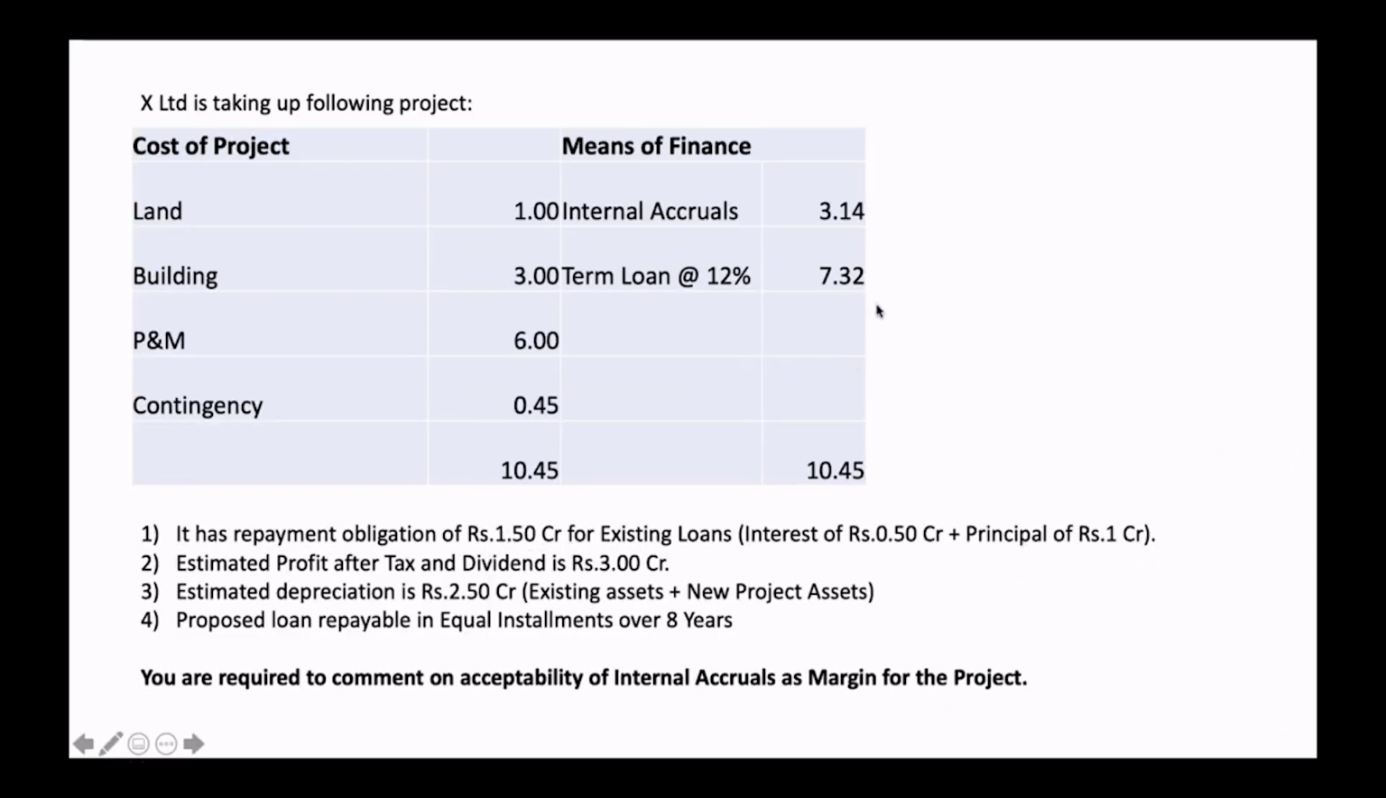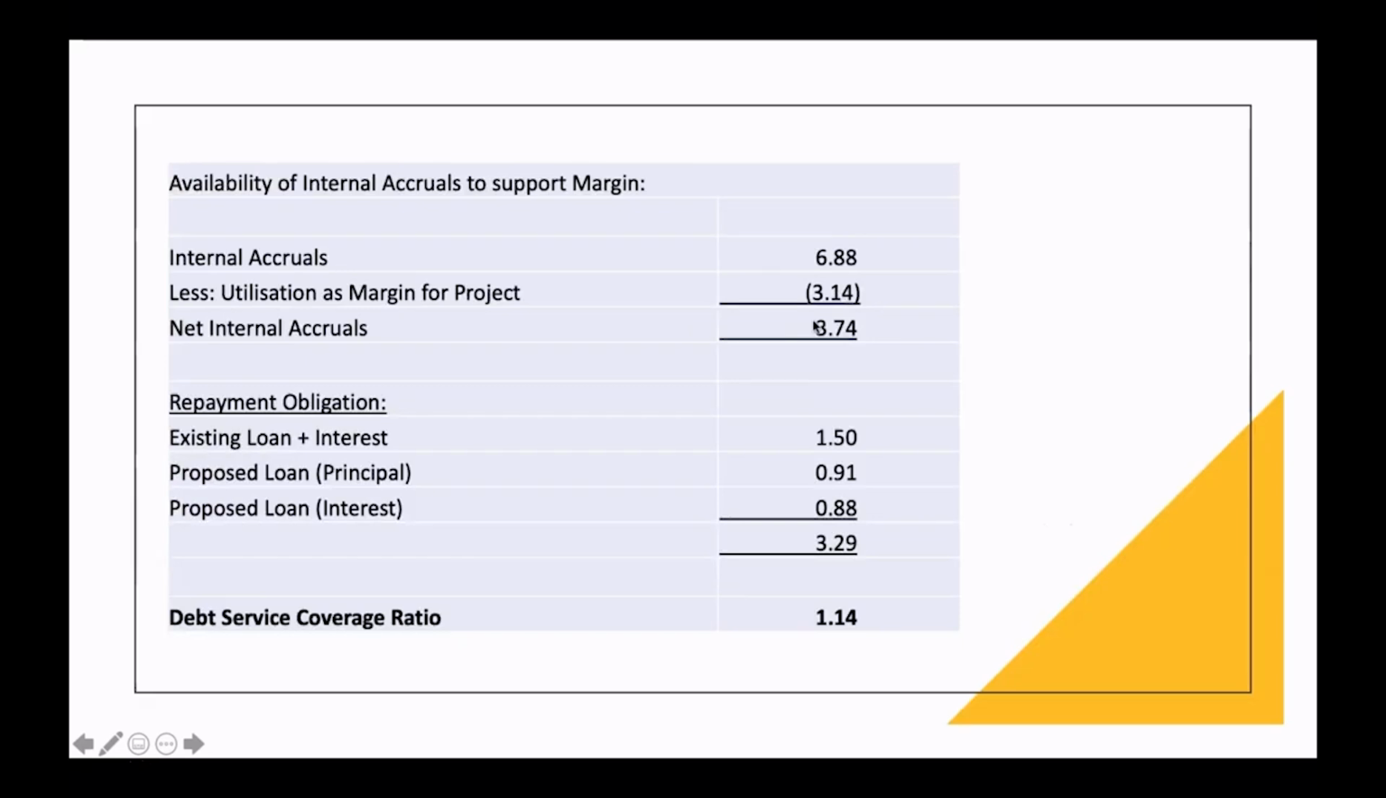What is the proposed repayment obligation? 7.32 crore divided by 8 years. So you will get your annual repayment plus the interest. So let's capture that here. Existing loan plus interest is 1.5 crore. Proposed loan principal is 0.91. That's nothing but the total loan amount divided by 8 years. And proposed loan interest for the first year is 0.88, and that makes 3.29 crore. So 3.74 crore is the sources available and 3.29 crore is the obligations, that is uses. And now if you calculate 3.74 divided by 3.29, you get gross DSCR.